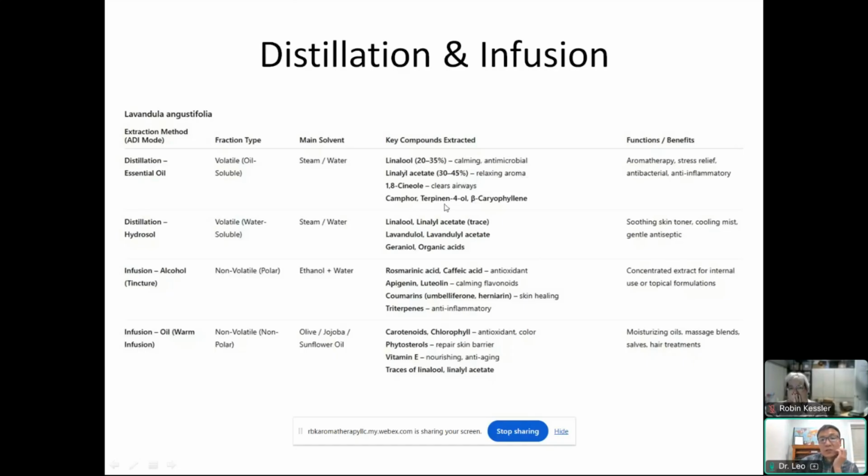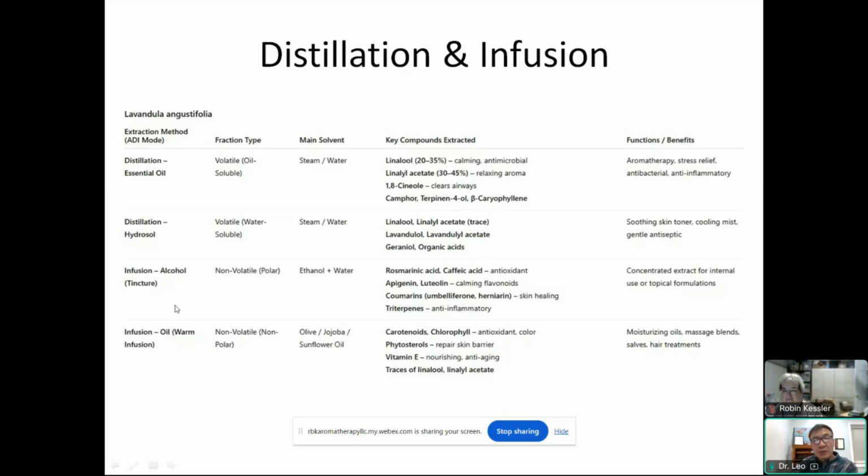The hydrosol is made in the same way, but it has the water soluble compounds in the water. It's wonderful as a skin toner. It's a cooling mist, and it's antiseptic, anti-inflammatory, antimicrobial. It's wonderful for skincare.